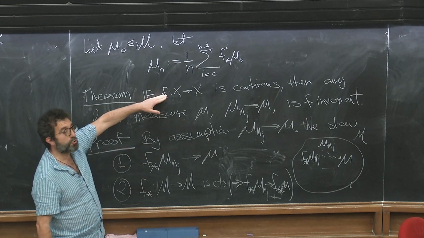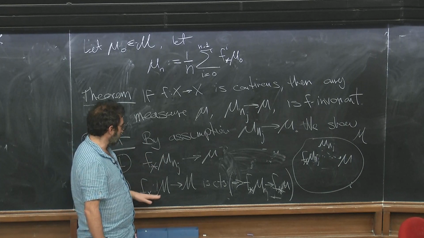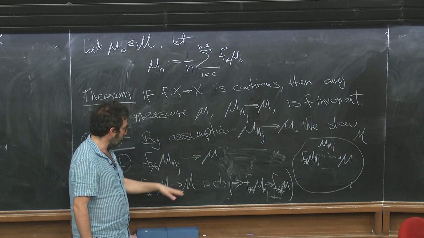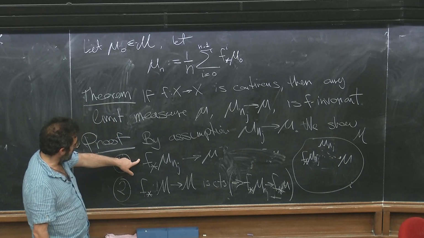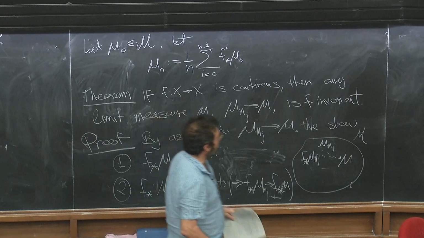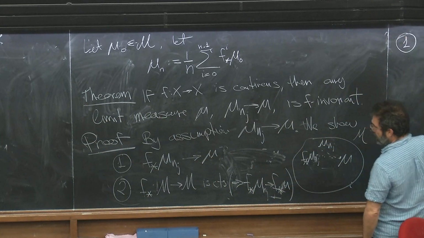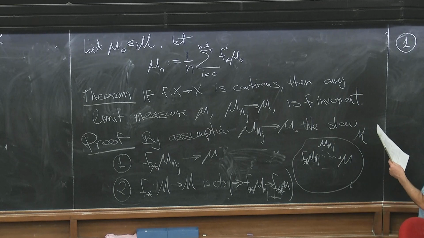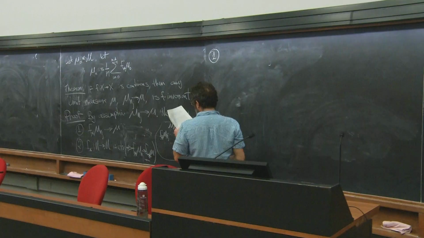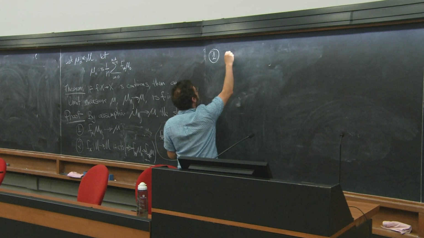Okay, so two simple steps: continuity of the measure, and this is the step in which we use, in a crucial way, the continuity of f to show that this push forward is actually continuous in the space of measures. And then this here is a simple calculation. So let's do number one first. Number one is really just a straightforward calculation. I will do a short version of it just to get some ideas.